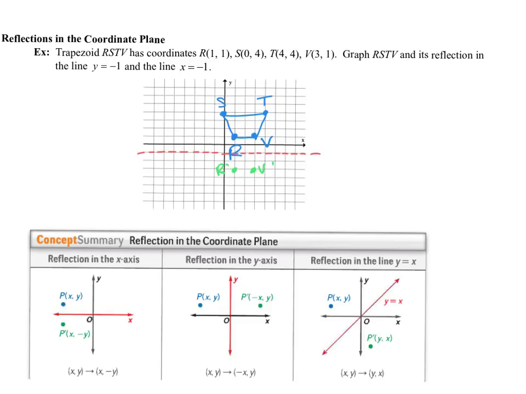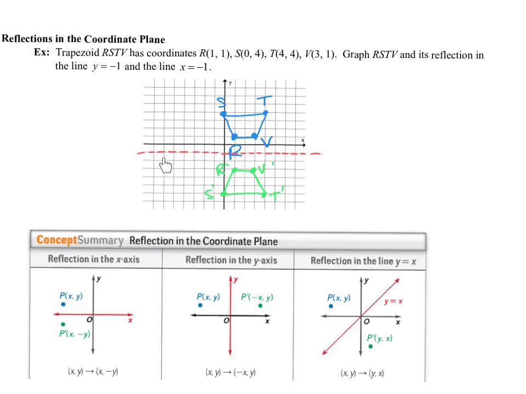Let's see, 1, 2, 3, 4, right here, S prime. And then T prime would also be 5 units below the red line. So it would be right there. All right, and then sketch your trapezoid, and you can see the reflection in the line y equals -1.